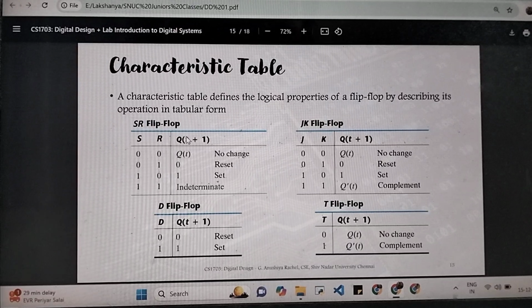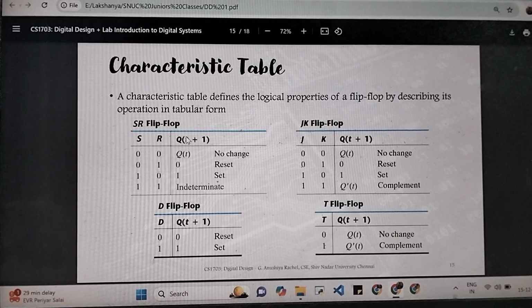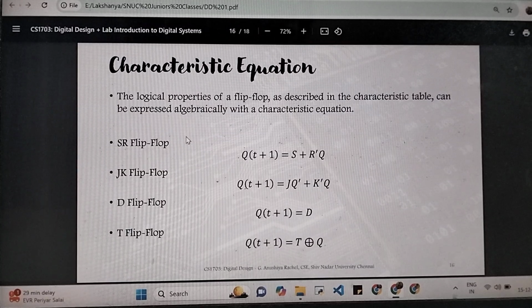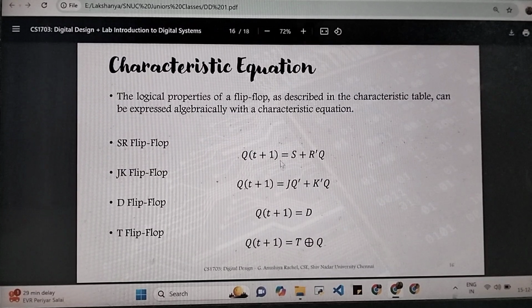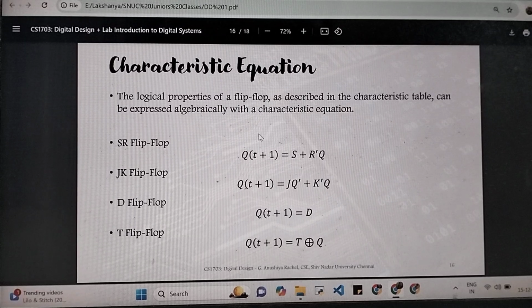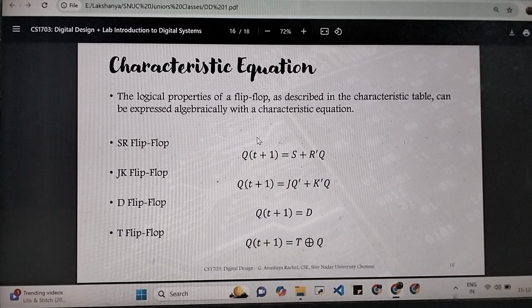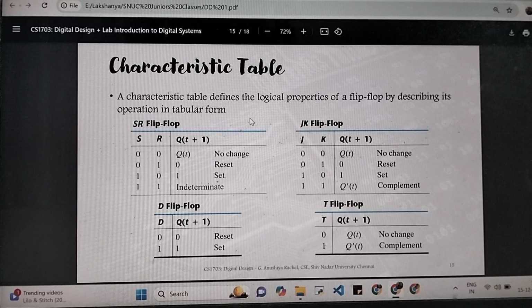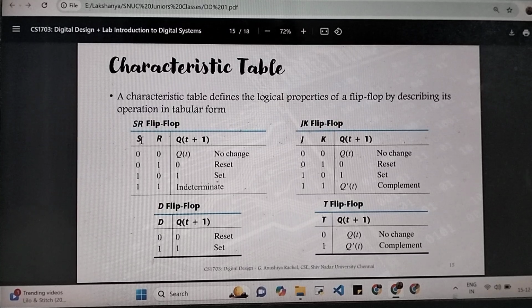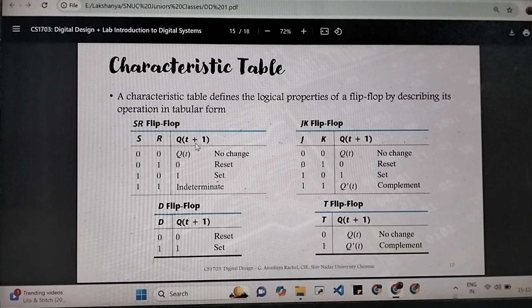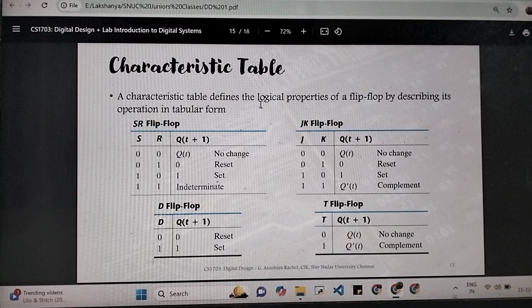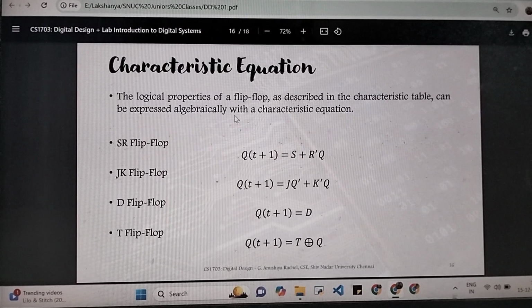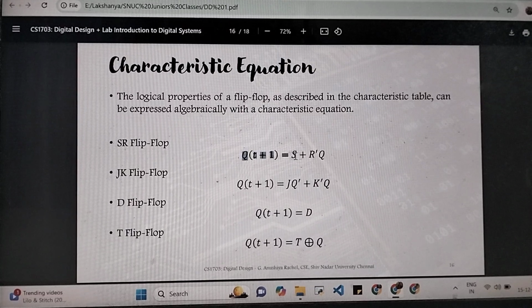Here you express it in terms of q of t and t plus 1. Now we will look at the excitation table, but before that we see this characteristic equation, which is just a function or an expression for the next state in terms of the input and the current state. How do we get this? From the characteristic table. So you take S, R and q of t as the inputs. Again, q of t can be a 0 or 1. So you have S, R, q, which are three variables, three inputs. You draw a k-map and you fill in the zeros and ones as specified here. You do the grouping, you will get an expression for your q of t plus 1, which will be this.